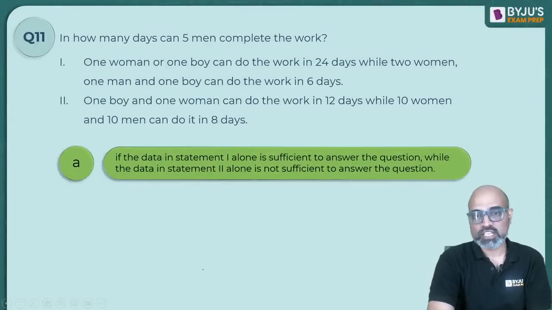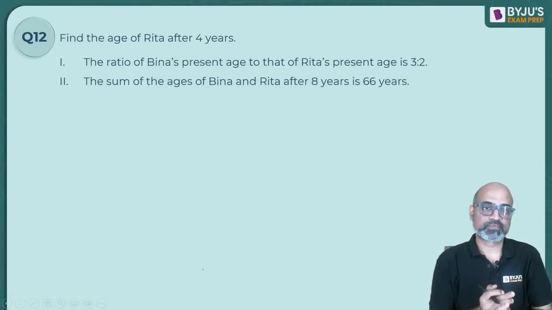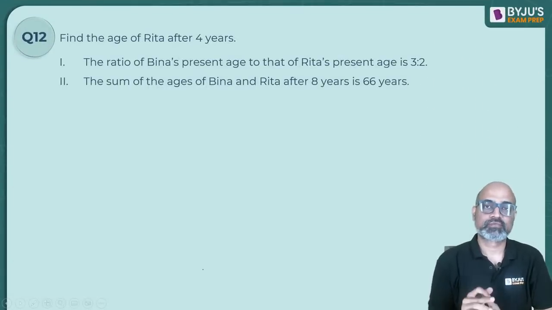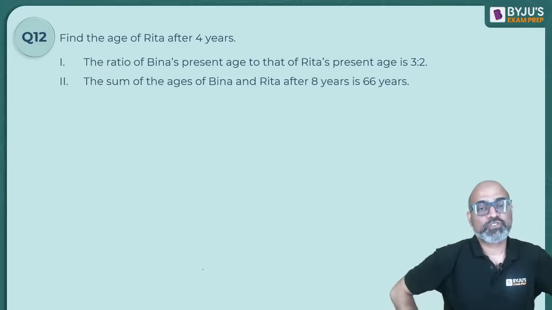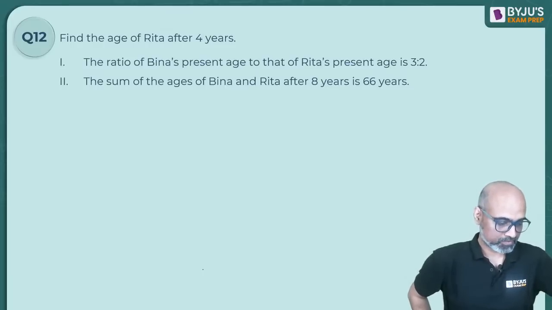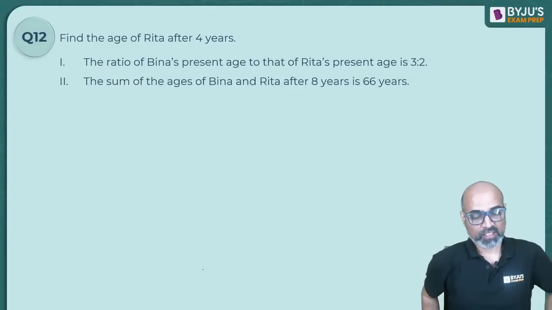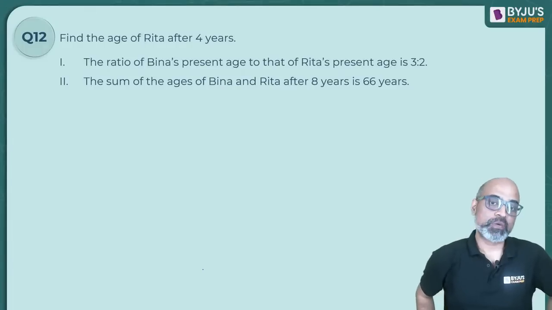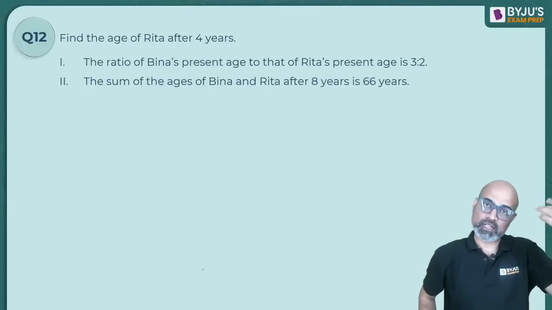So one alone is sufficient and second scenario. Okay. So last question. Don't rush after this. I have got something to tell you guys. So find the age of Rita after 4 years. The ratio of Bina's percentage to that of Rita's percentage is 3:2. So we need Rita's age 4 years later.